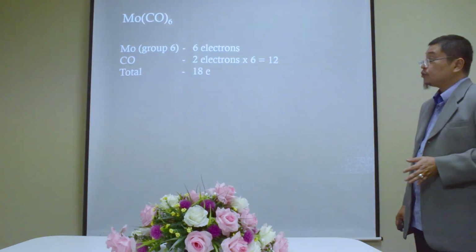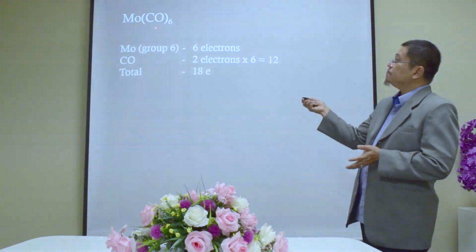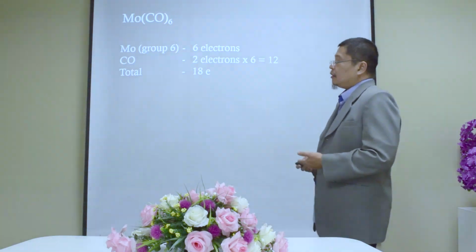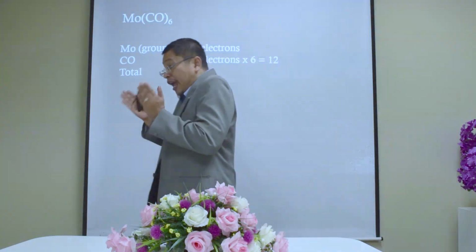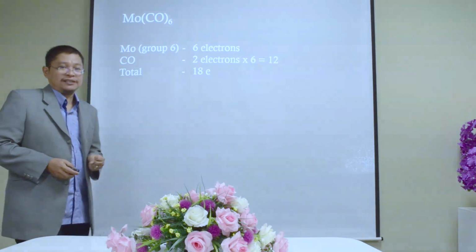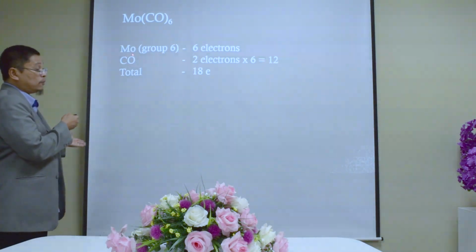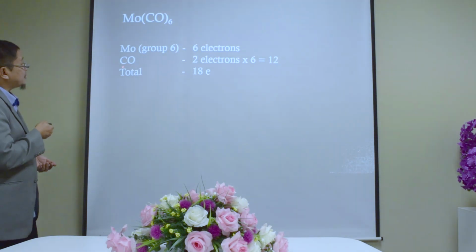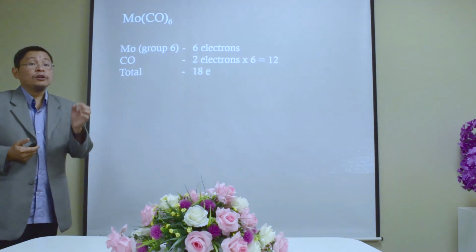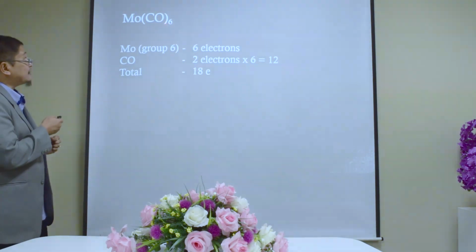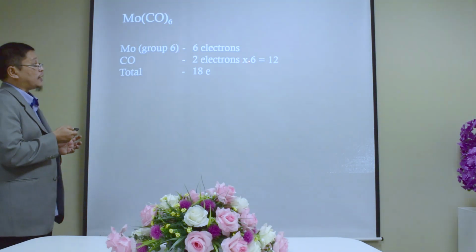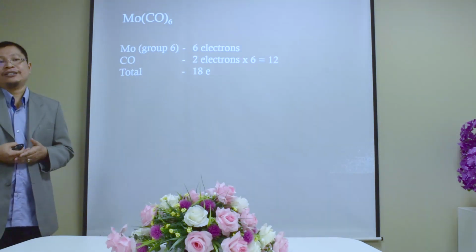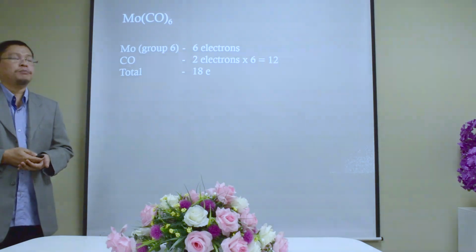Let's take an example. We have molybdenum with 6 carbonyls. You want to know how many valence electrons are around Mo in this metal complex. Mo is from group 6, so it's 6 electrons. CO contributes 2 electrons, but we have 6 CO, so 2 times 6 is 12. So the total number of electrons is 18. So it has obeyed the 18 electron rule.